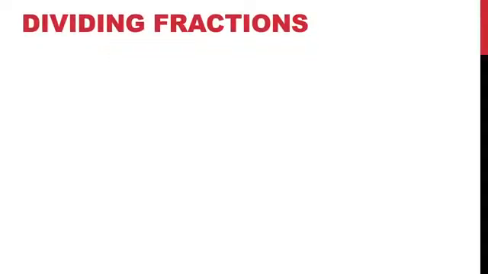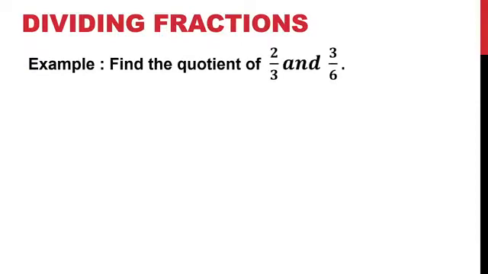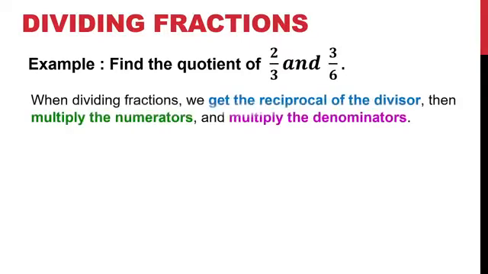To start with, let's have a recap about dividing fractions. Example, let's divide 2/3 by 3/6. So take note, when dividing fractions, we get the reciprocal of the divisor and multiply the numerator and multiply the denominator. So take note, get the reciprocal of the divisor, then proceed to multiplication.